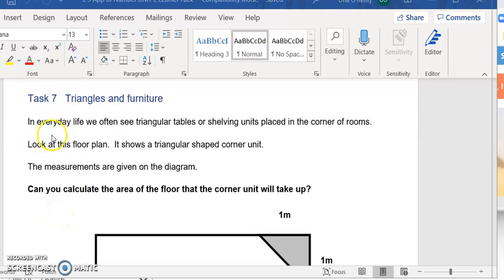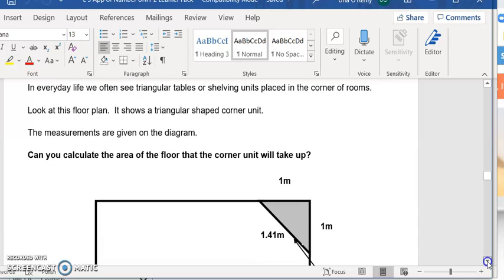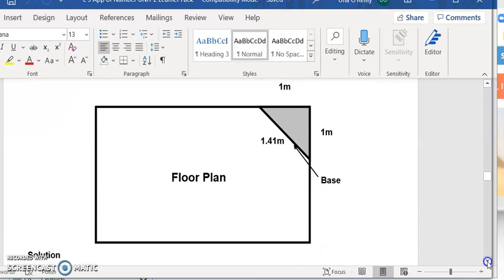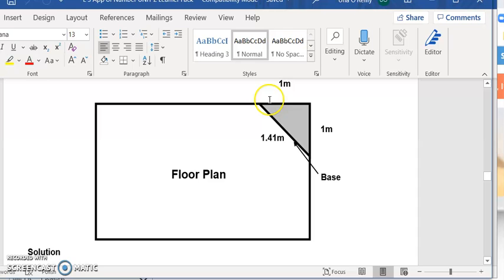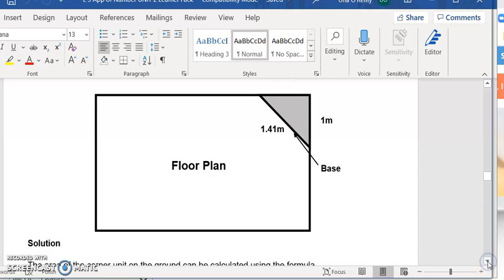Okay, triangles and furniture. In everyday life, we often see triangular tables or shelving units placed in the corner of rooms. So if you look at the floor plan here, it shows you a triangular shaped corner unit down here. Okay, and you have measurements for it. It shows the base here. Okay, depends on how you look at your triangle as to what you call your base.